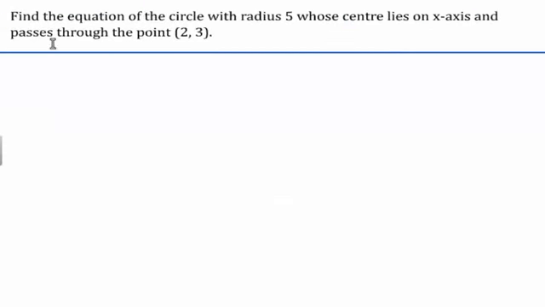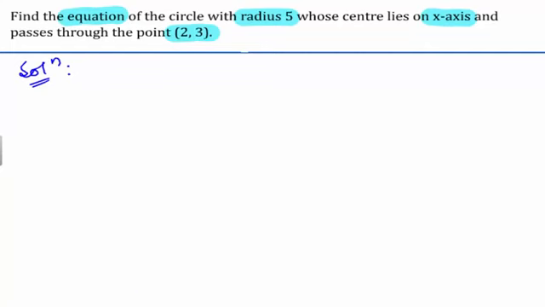In this question, we have to find the equation of the circle whose radius is 5 and center lies on the x-axis and passes through the point having coordinates 2 and 3. Let's begin with the solution.